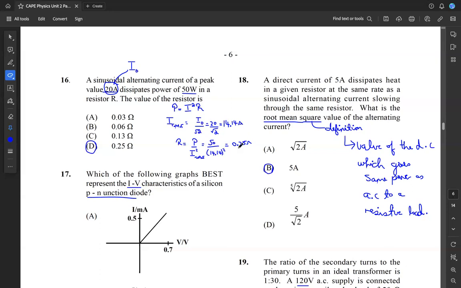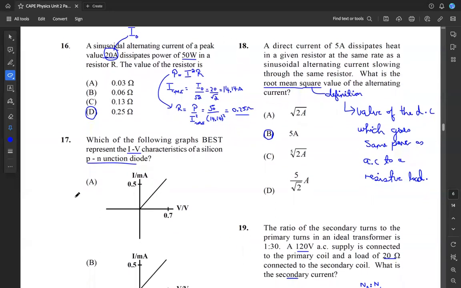And so all we have to do at this point is rearrange this formula, making R the subject. And so that's what I did down here, where we now have R being equal to the power divided by I squared. And again, that I is our RMS that we calculated here. So power is equal to 50, divided by the RMS current squared, and we come out with 0.25 ohms for our value for that resistor, okay? So that's D here, so we select D and we are on our way.